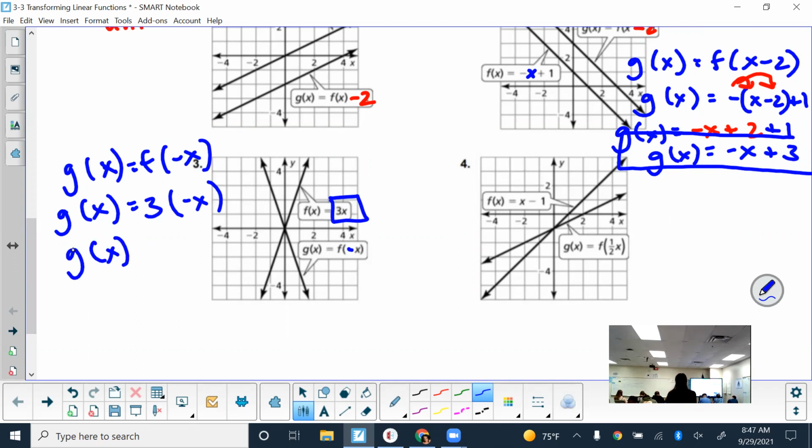What is 3 times negative x? Yes, negative 3x. And is that good? Are we done? Yes, because it looks more like slope-intercept form. All right, try number 4. Just try making the equation. You don't have to describe the transformation. Just try making the g of x.